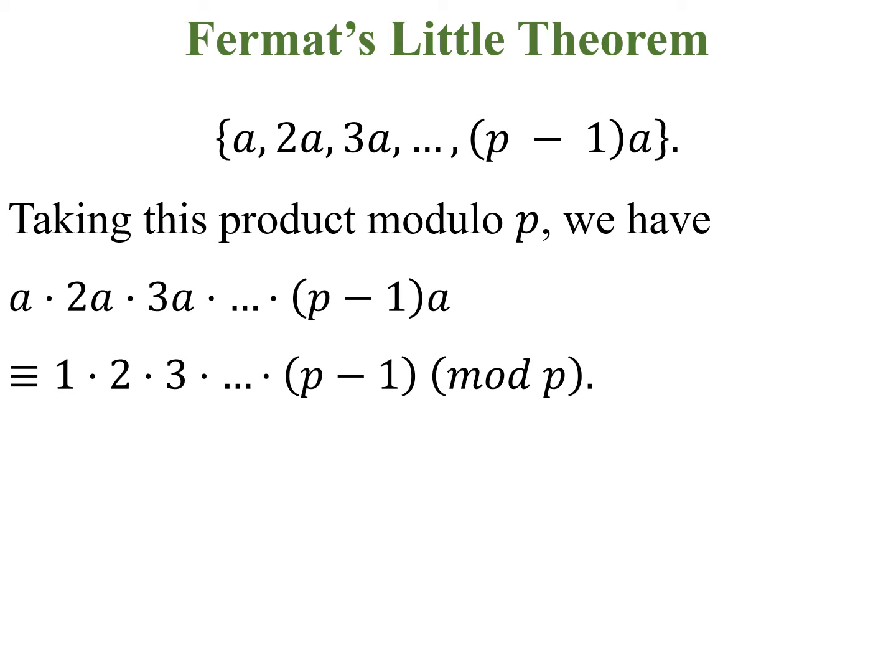The remaining will be congruent to P minus 1 modulo P. So the product of these elements under congruence modulo P is congruent to 1, 2, 3 up to P minus 1. Okay. Now in this multiplication A into 2A into 3A up to P minus 1 times A, you can collect the A's together. The remaining will be the product of 1 into 2 into 3 into P minus 1.